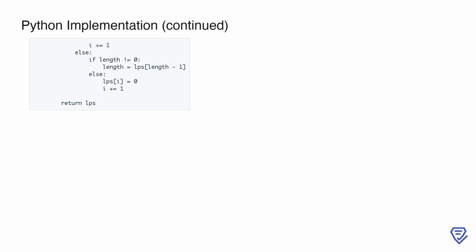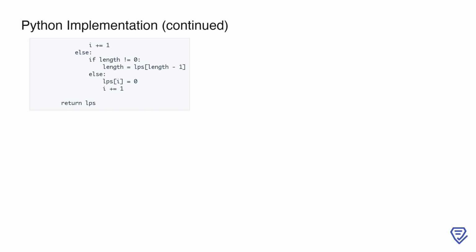We initialize the LPS array with zeros and start with a length variable set to 0, representing the current matching prefix length. The process begins at index 1 of the pattern and iterates through the string. If the character at the current index matches the character at the current prefix length, we increment the length and assign it to the current index in the LPS array.